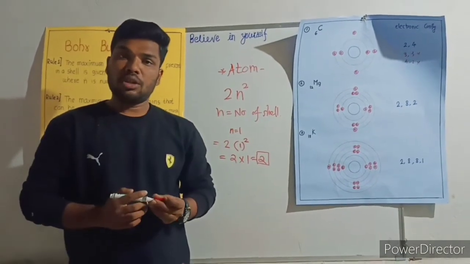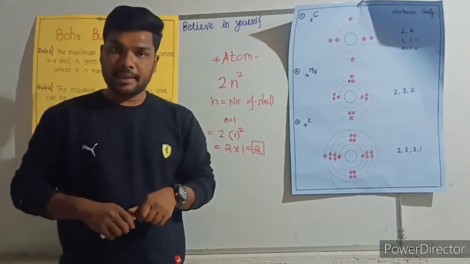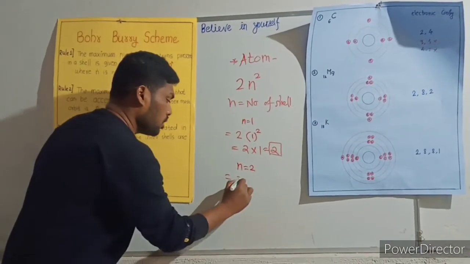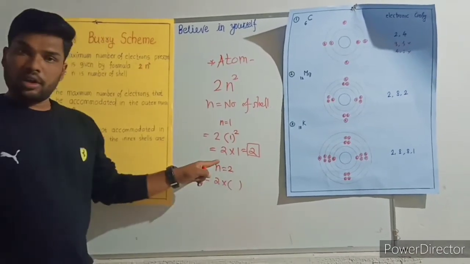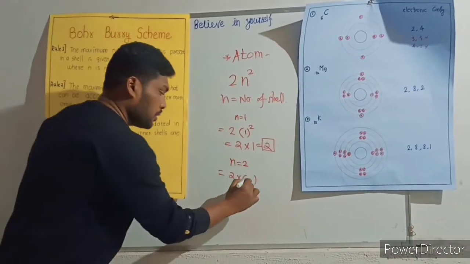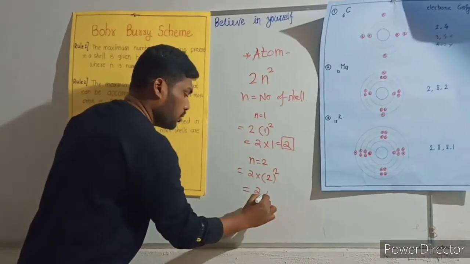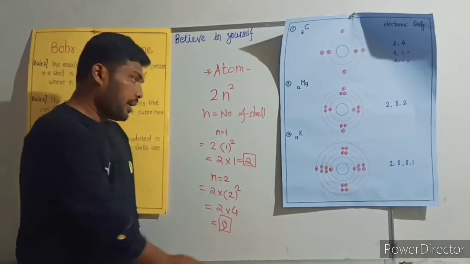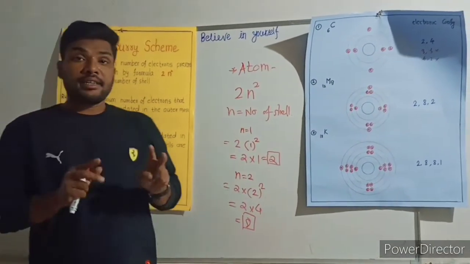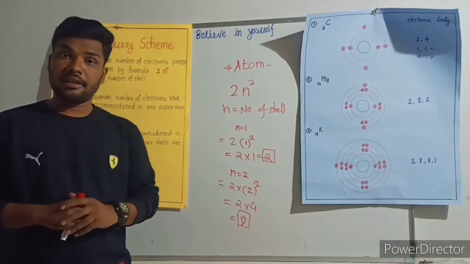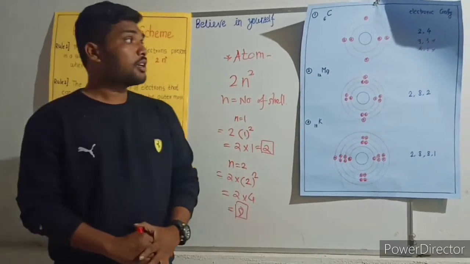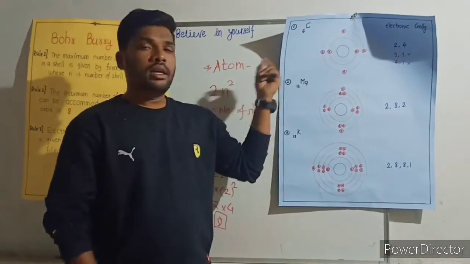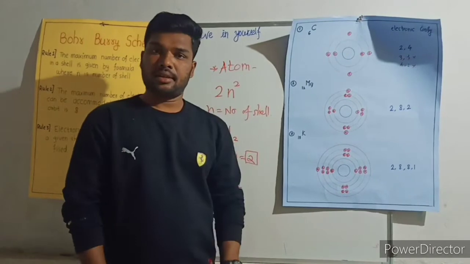If I want to find out the maximum electron capacity in the second cell, then I will put n equal to 2 in 2n square. So 2 into 2 square, that is 2 into 4, so 8. So the second cell contains a maximum of 8 electrons. But carbon has 6 electrons, so we put 2 in the first cell, and the remaining 4 we put in the second cell.